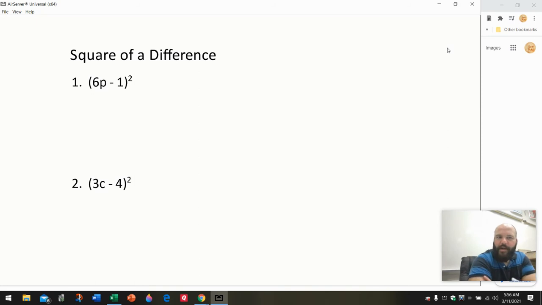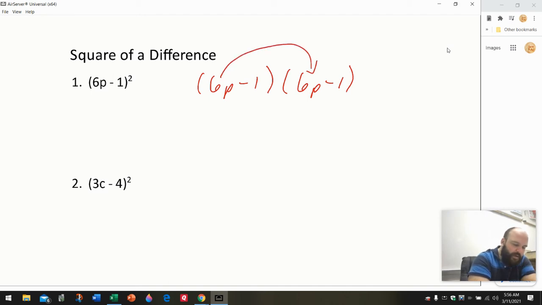So we will start by expanding this just like I showed you before. 6p minus 1 times 6p minus 1. And follow through with the foiling method again. 6p times 6p is 36p squared. Then we have 6p times negative 1, which is negative 6p. Then we have this negative 1.